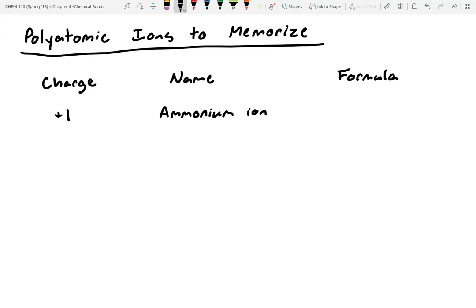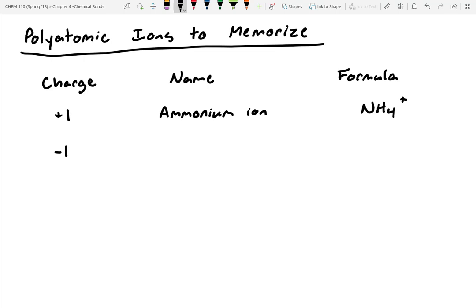And the ammonium ion's formula is NH4, and it has a positive charge of +1, so we're just going to show a plus next to it like that. So that's one of them you should know. It's common in biology, that's why I want you to remember it. The next one we're going to do is -1.